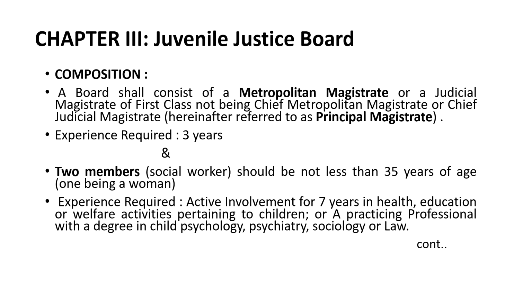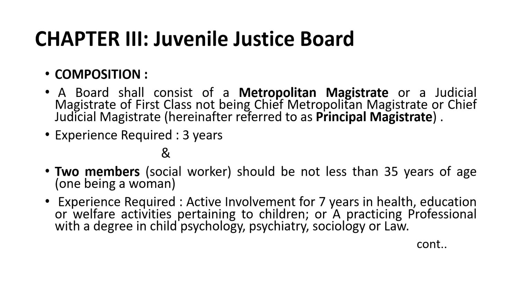The point to be considered in the composition is that for the purposes of the Juvenile Justice Board, a metropolitan magistrate is made mandatory because the CJM or the chief metropolitan magistrate may be busy with other works. The intent of the act is the speedy disposal of the cases of children. So, the principal magistrate is made mandatory to be part of the Juvenile Justice Board.